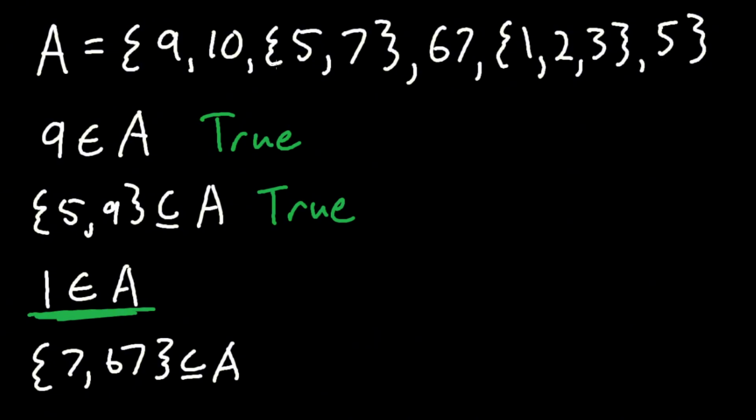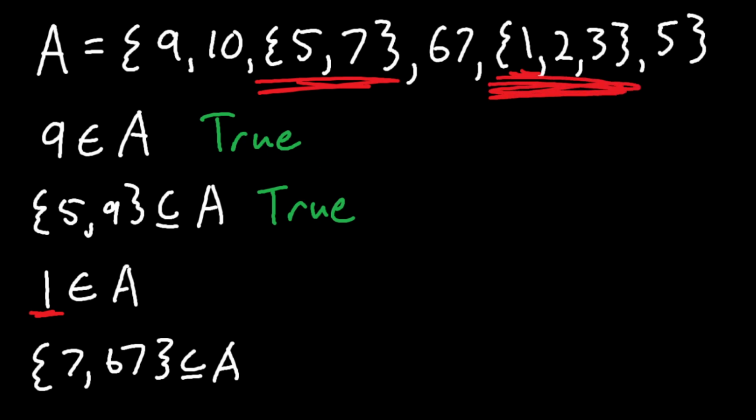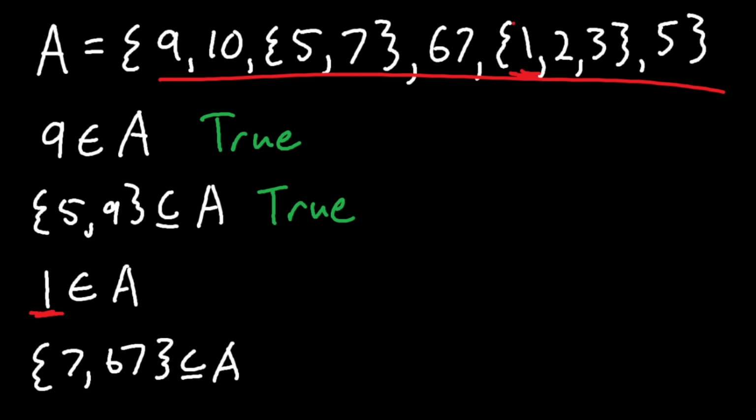All right, is 1 an element of set A? Let's go ahead and look at this. Well, we have a 1 here. But remember what I said about cardinality. This entire nested set is its own element. So is 1 an element of A? Well, technically it's not, right? There's no 1 here. We have a 1, 2, 3, but we don't have just a 1. So 1 is not an element of A.